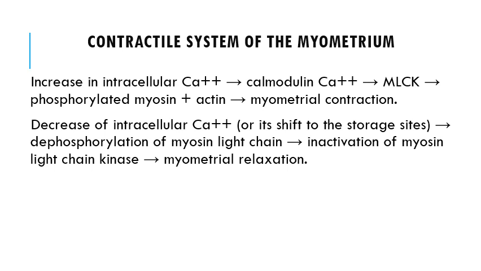So whenever there is increase in intracellular calcium, there will be increase in calmodulin calcium complex formation, which will activate the myosin light chain kinase. So there is phosphorylation of the myosin, which binds to actin and leads to myometrial contraction. And the opposite happens when there is decrease in intracellular calcium level, and that will lead to myometrial relaxation.